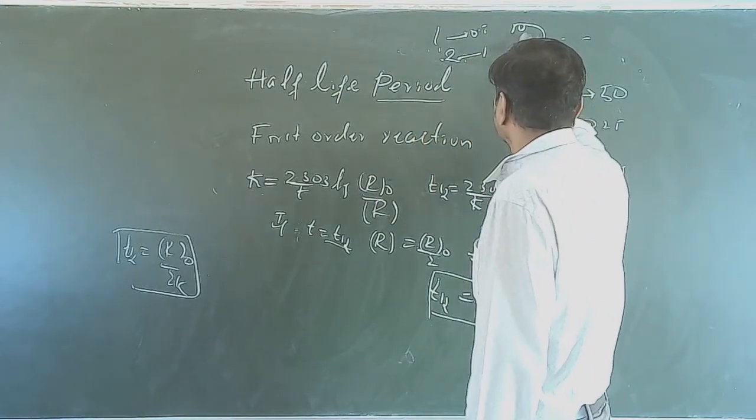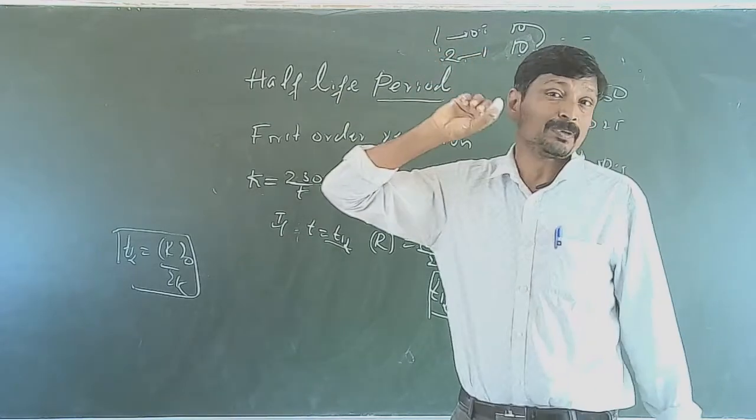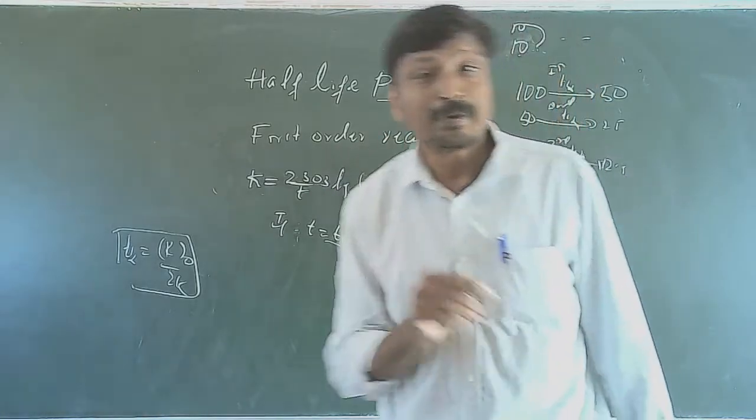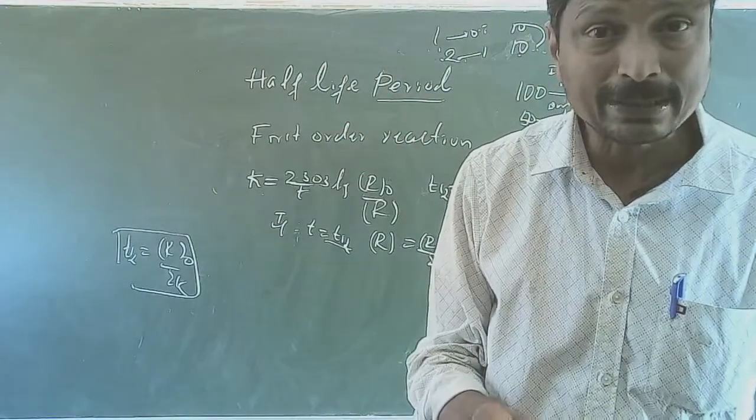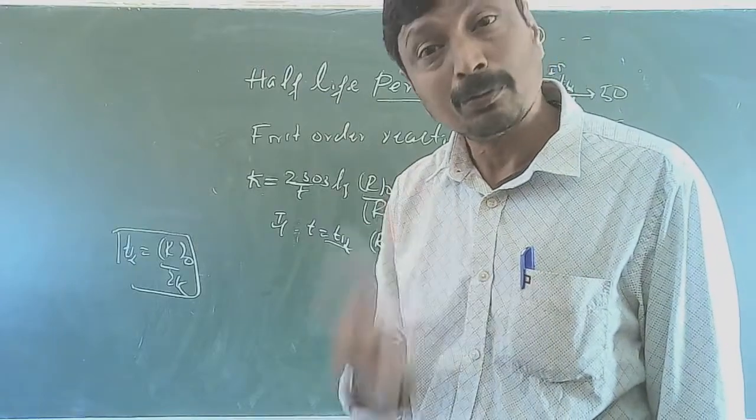Suppose it is 10 minutes in both cases, then it's a first order reaction. Half life period is independent of initial concentration. The time needed for 1 to become half is the same as the time needed for 2 to become 1.